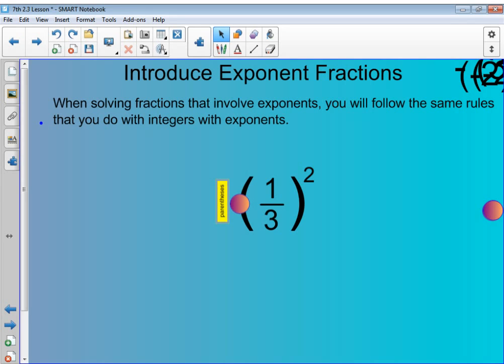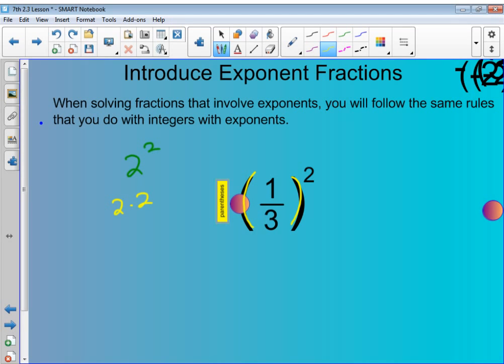There are 2 ways to look at this. Before, when we had like 2 squared, you could think of it as 2 times 2. Right? Well, if you want to, then you could really take this, what's inside of our parentheses, and you could just do it twice. So we've got 1/3 times 1/3. So that's one way to look at it.